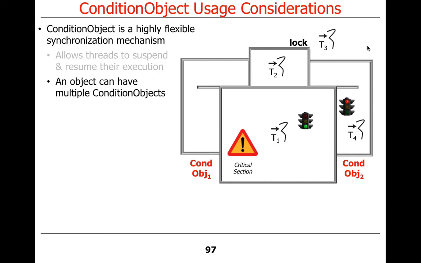Objects can have multiple condition objects. This is really cool. This is what sets us apart from just plain old Java monitor objects. We can have multiple of these things. And it's instructive, if you're so inclined, to take a look at the ArrayBlockingQueue implementation and then go back and compare and contrast it with our earlier implementation.